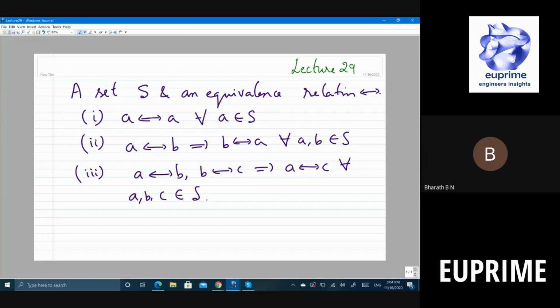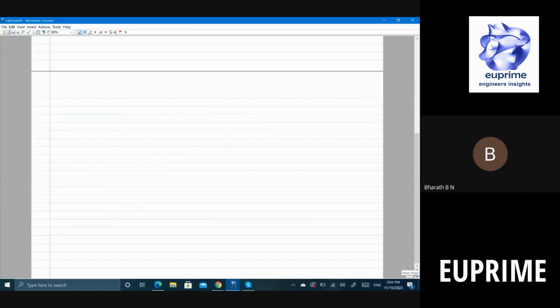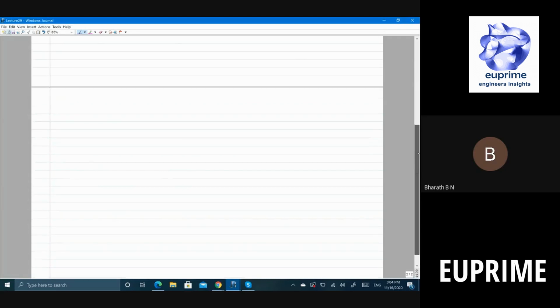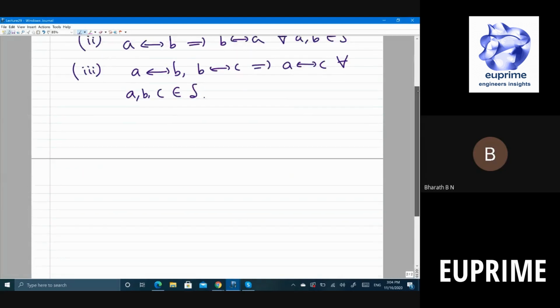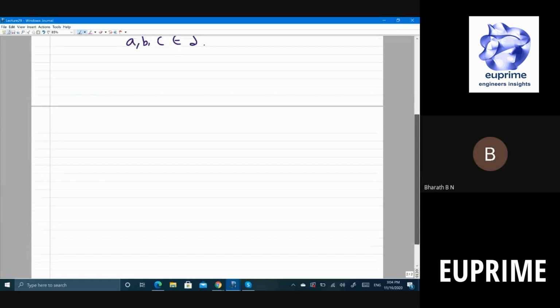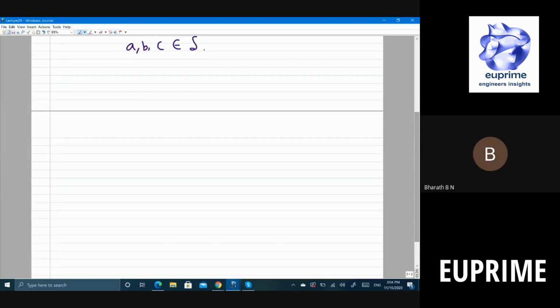Fine. So now we have to prove that this divides the entire class into equivalence classes, right? So how do you write that? How do you collect these things? The way you do it, you can do it mechanically. So fix some A in S. I'll take some arbitrary A.